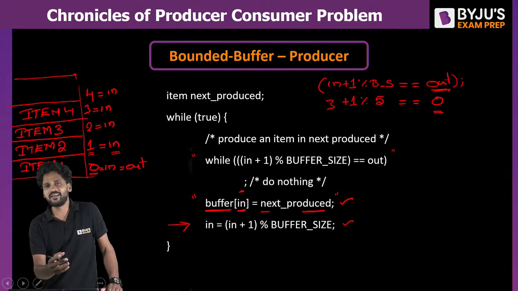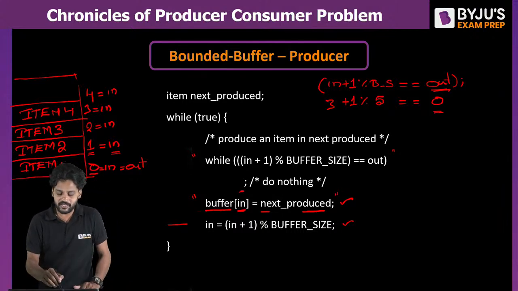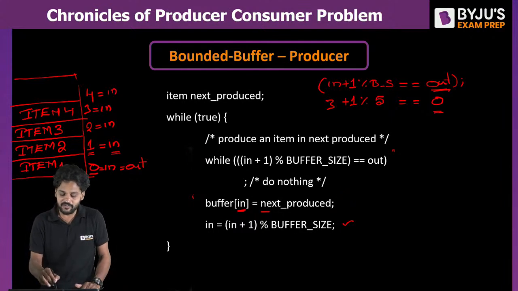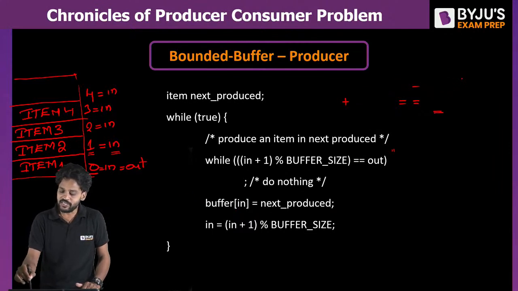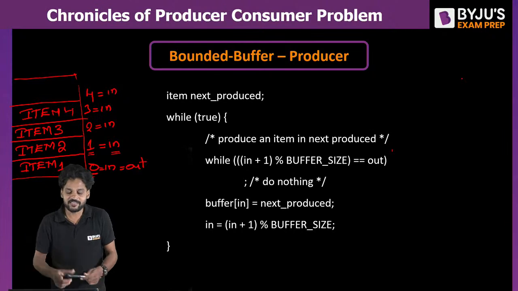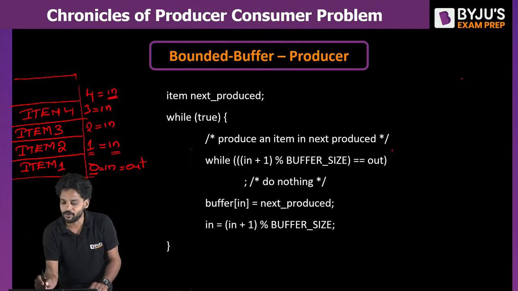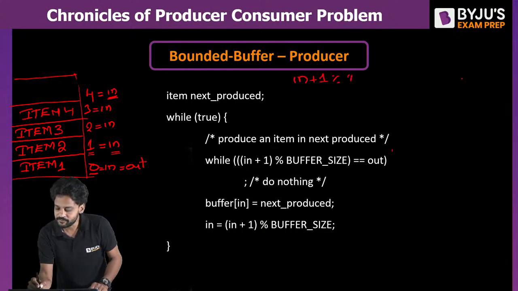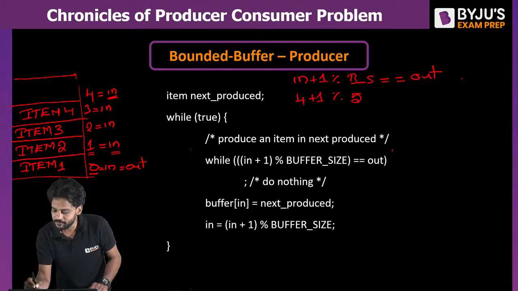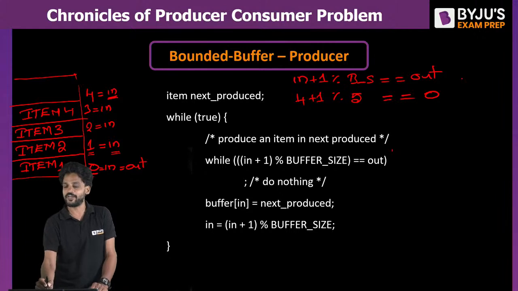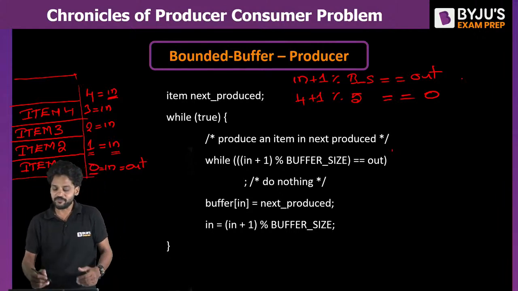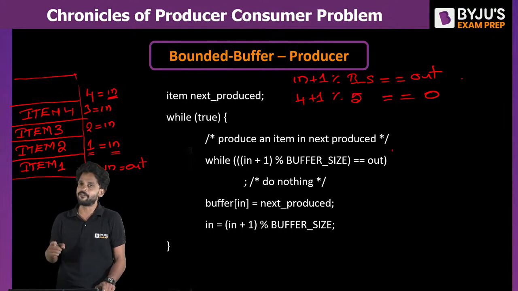Now you can clearly understand that the producer will be caught in a while loop if he gets scheduled even one more time. It is simply because the condition is getting satisfied. How is the condition exactly getting satisfied? Where is in right now? In is equal to 4, right? In plus 1 mod buffer size equal to out. In is equal to 4 right now, plus 1 mod buffer size is equal to 5 mod 5, equal to 0. Of course, 5 mod 5 is equal to 0, and the condition is satisfied, and the producer will be caught in the infinite while loop.